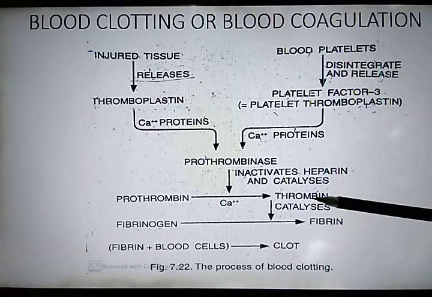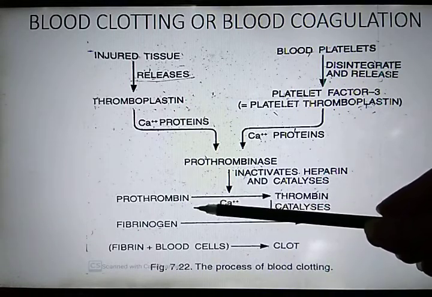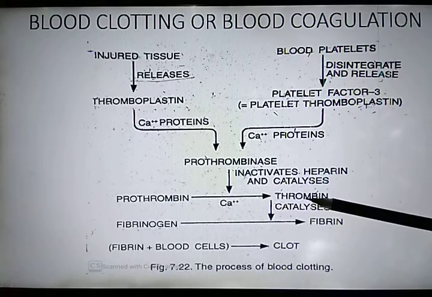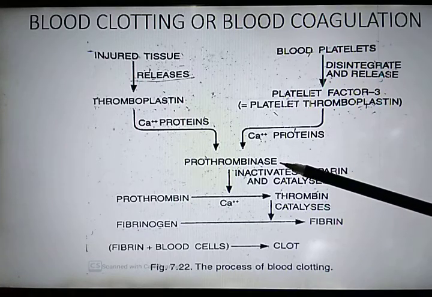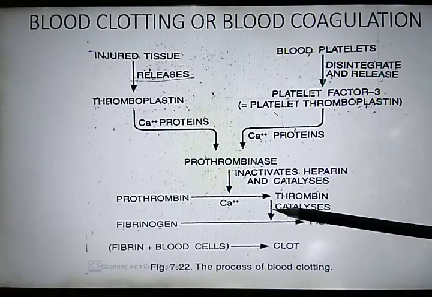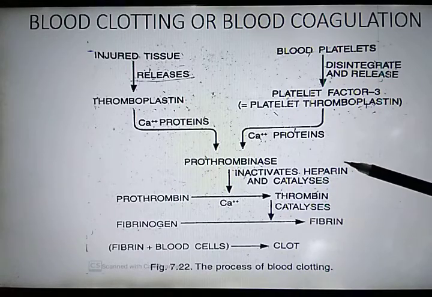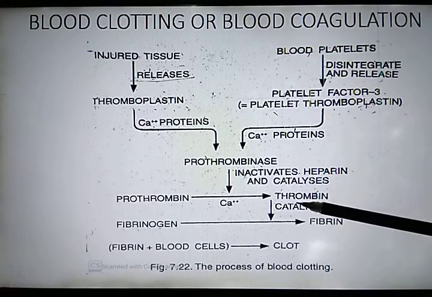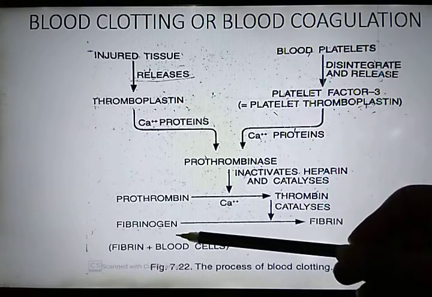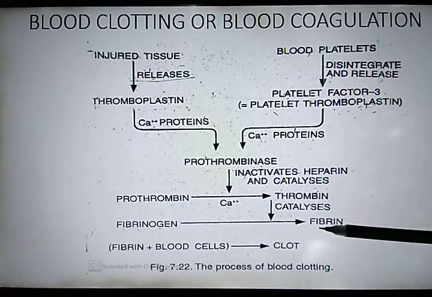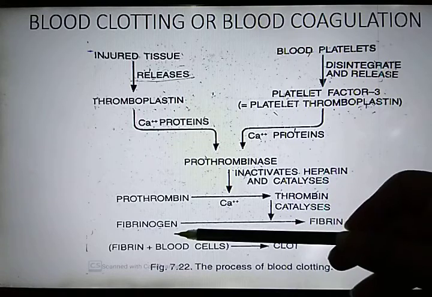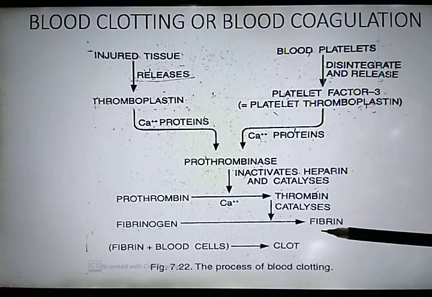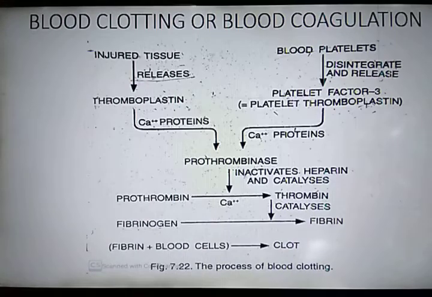Where is this prothrombin present? Prothrombin is present in the blood plasma. So this prothrombin is converted into thrombin by the enzyme prothrombinase. So this was the second step. In the third step, this thrombin acts as an enzyme and converts inactive fibrinogen present in the blood plasma into fibrin.